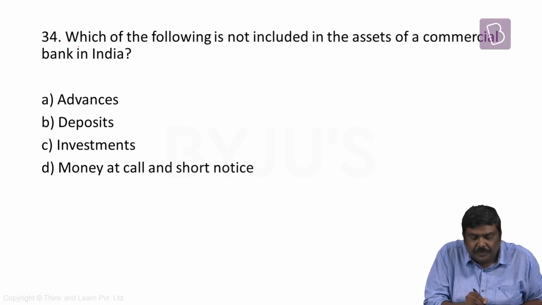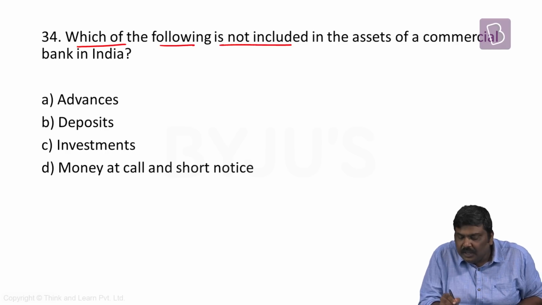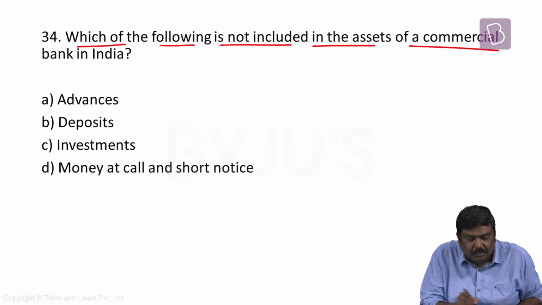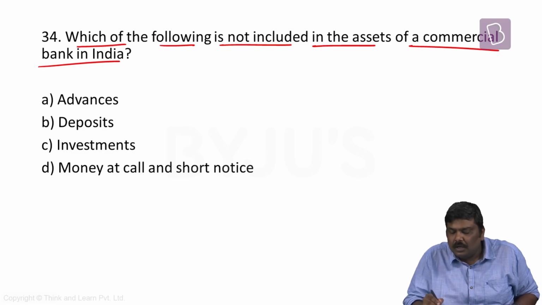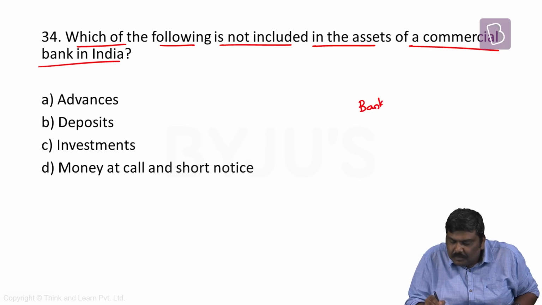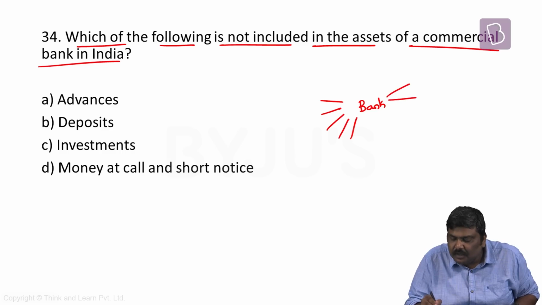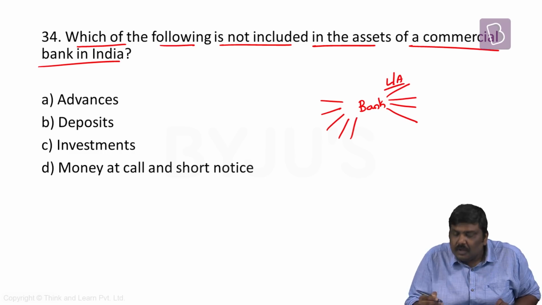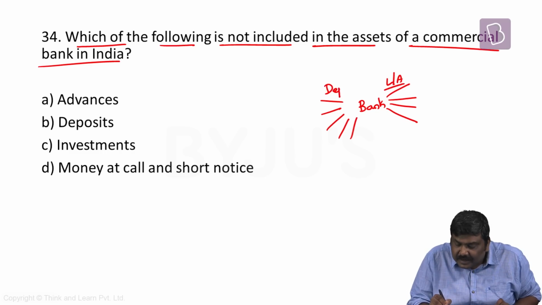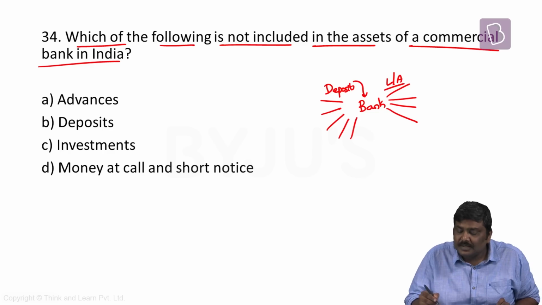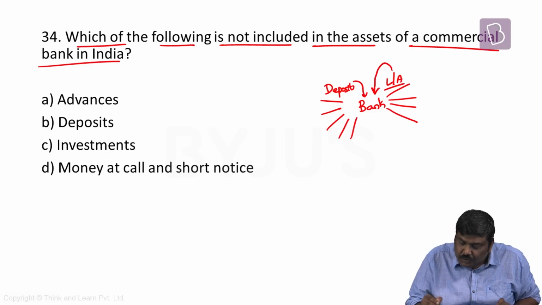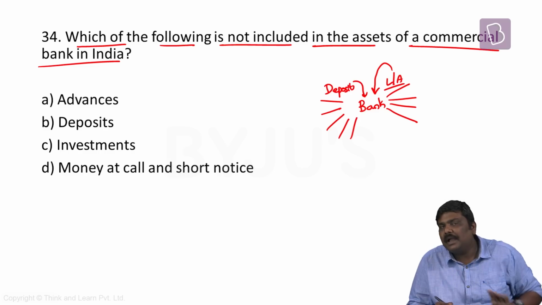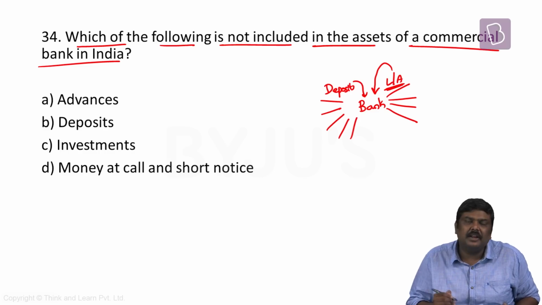Question number 34. Which of the following is not included in the assets of a commercial bank in India? Now, generally a bank on one side will collect deposits and on the other side will issue loans and advances. These deposits which the bank has collected become the liability of a bank, whereas the loans and advances issued by this bank are the assets of this bank.